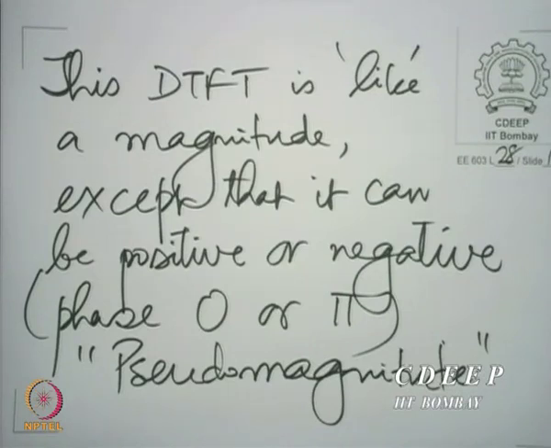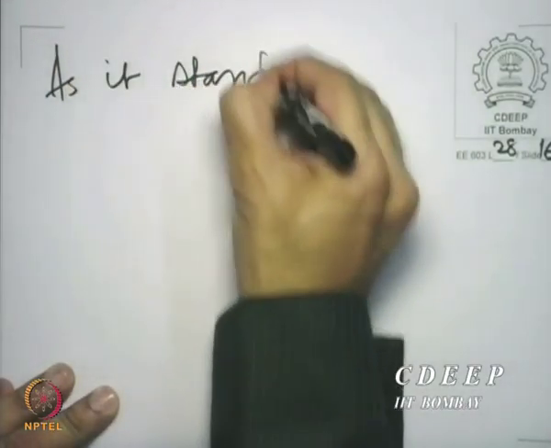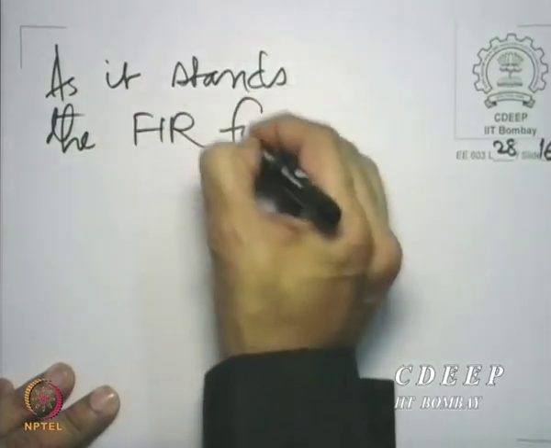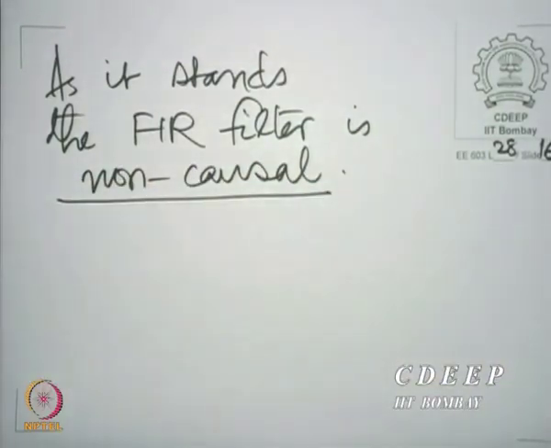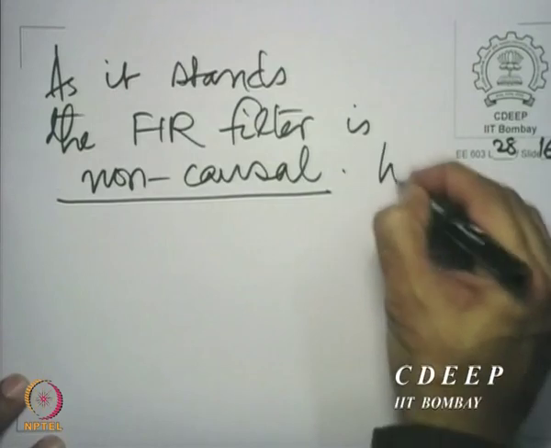Now, it should be noted that when you thus truncate, when you have taken the ideal impulse response and multiplied it by a window function to retain samples between minus capital N and plus capital N, the corresponding FIR filter is non-causal. So, we have a problem, or we think we have a problem there. As it stands, the FIR filter is non-causal. But it's very easy to make it causal. All that you need to do is to delay the output by capital N samples. We can easily make it causal.